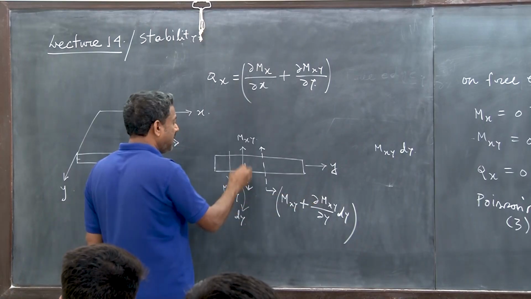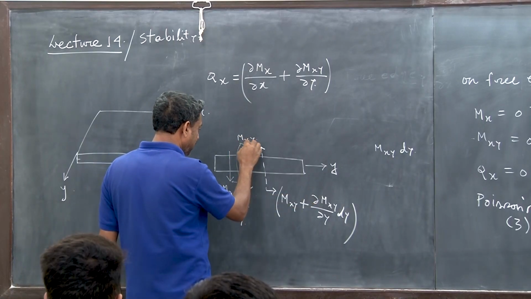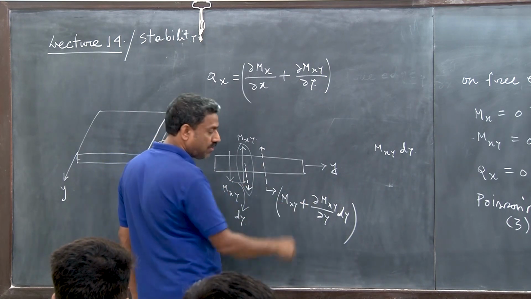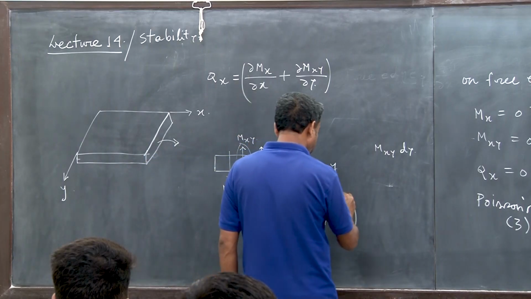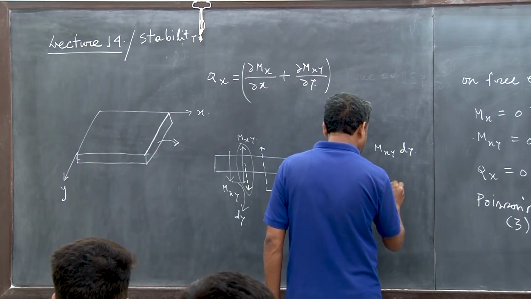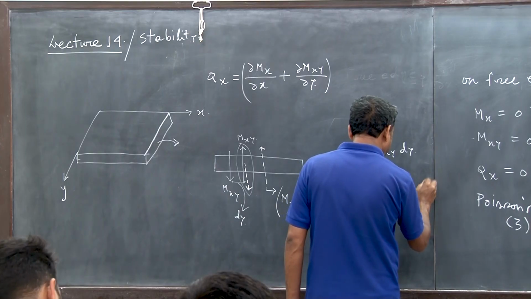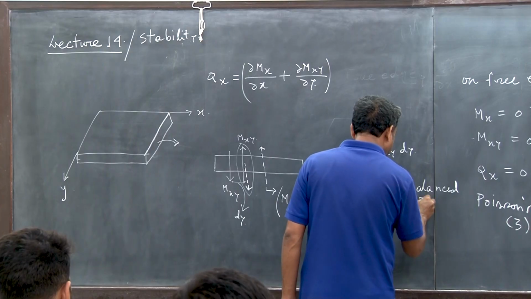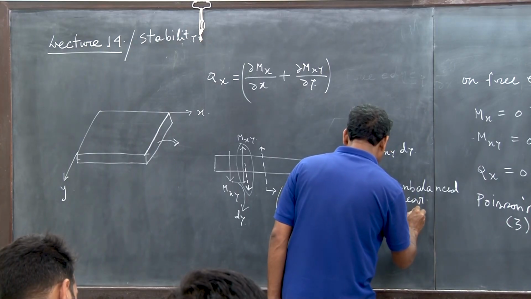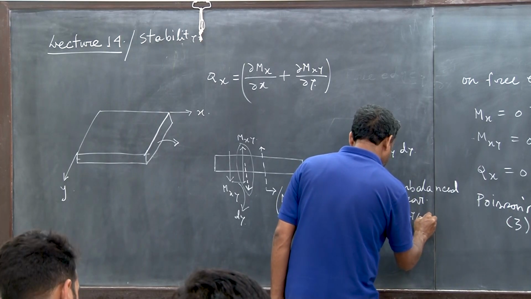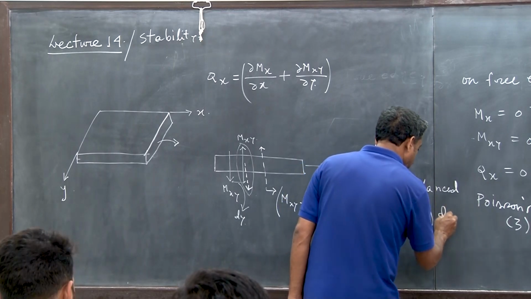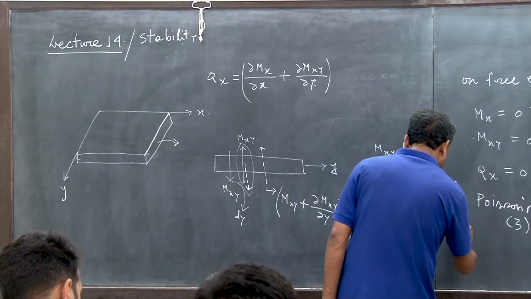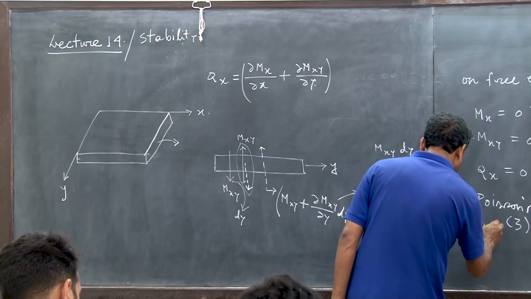This will increase. Now, over a segment dy, there is an unbalanced force. This force is the unbalanced force. So, the unbalanced shear is how much? The shear is del Mxy/del y into dy, and this is over a length of dy. So, per unit length, the unbalanced shear can we express as del Mxy/del y.